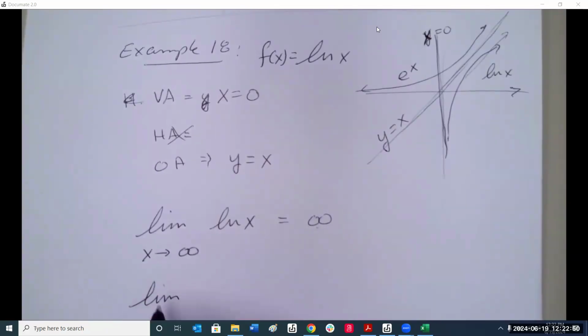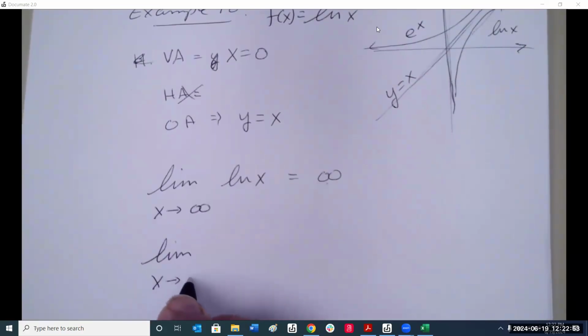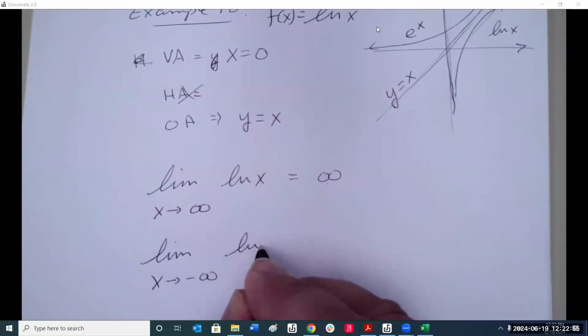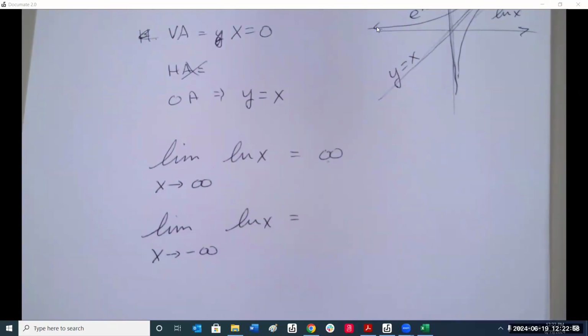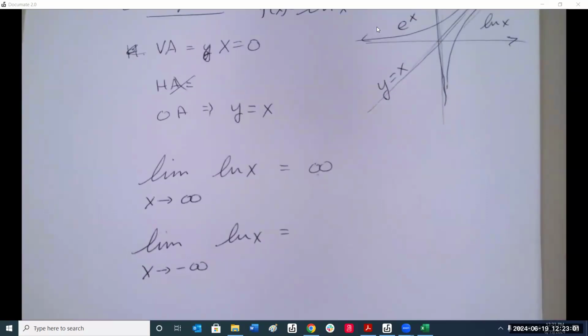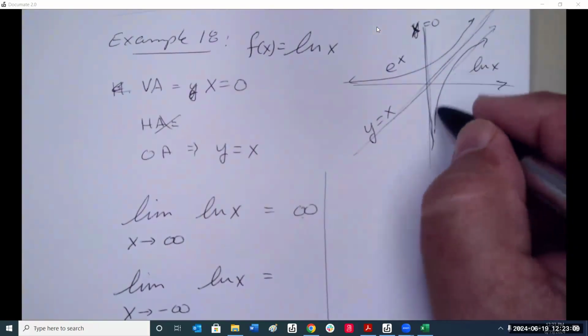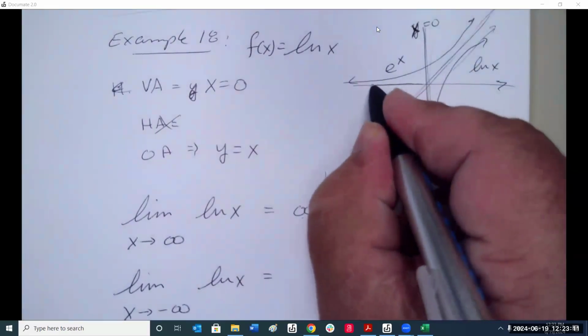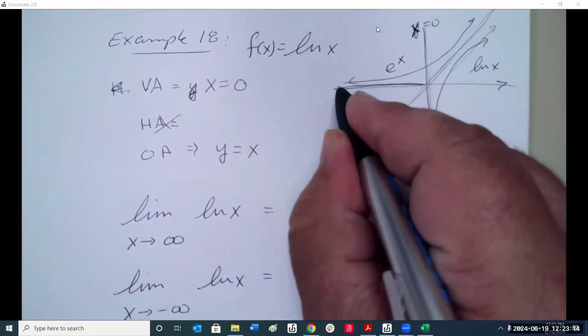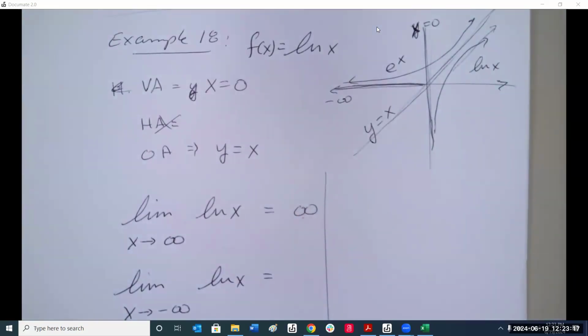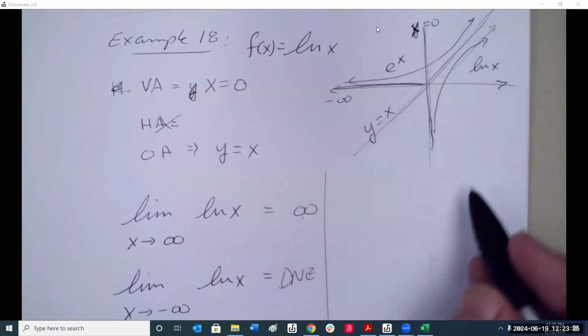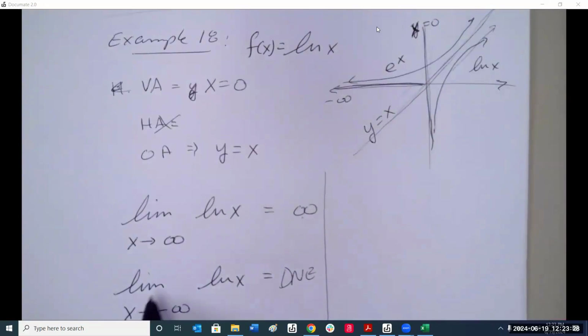Now we look at, can we go to negative infinity? Look at our graph. Can you use negative values in a logarithmic function? Trick question. So no, this one does not exist because our domain is only positive x's. So we can't do that.